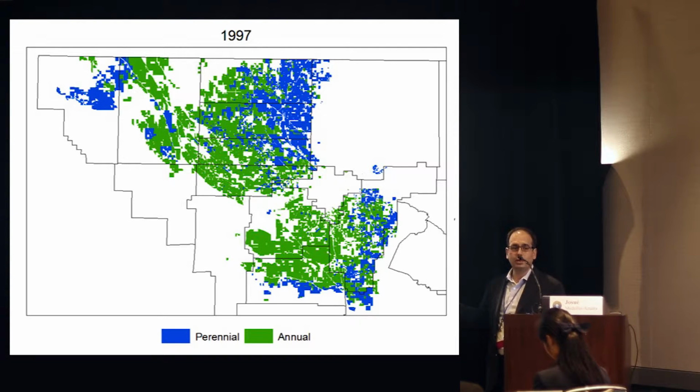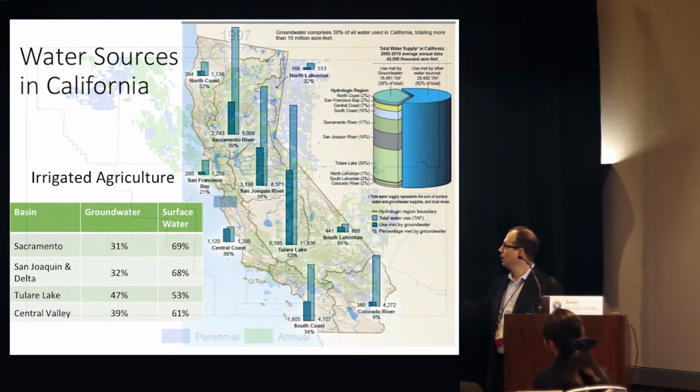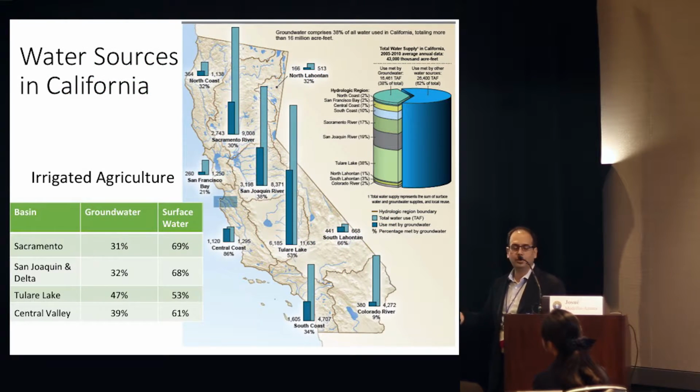This is an animation that shows a time series from 1997 or 98 towards 2015, sorry, that shows this change in annual and perennial crops, and we can see that this is moving towards the more permanent crops. So agriculture, in many areas, relies a lot on groundwater.